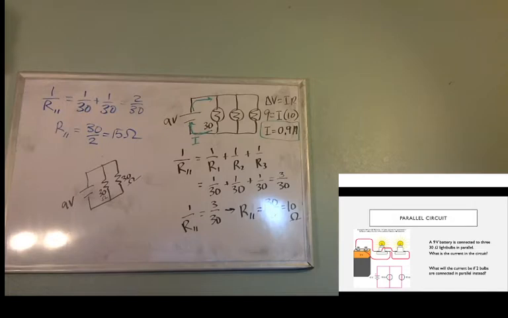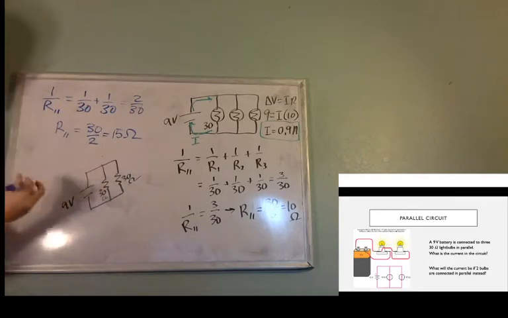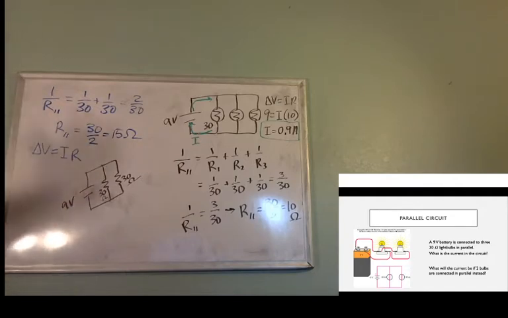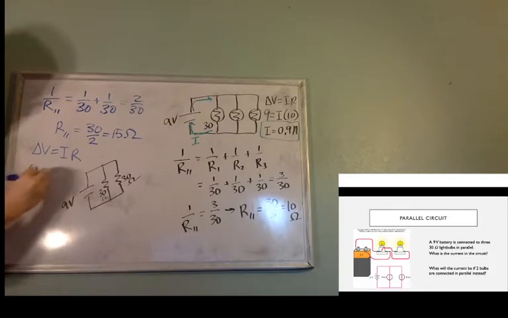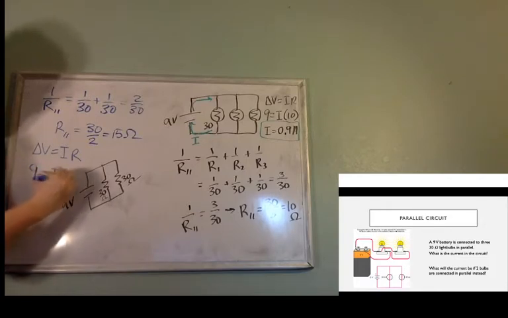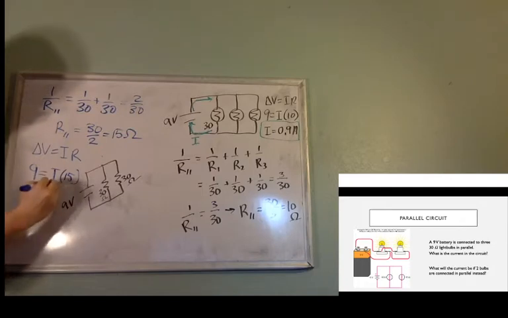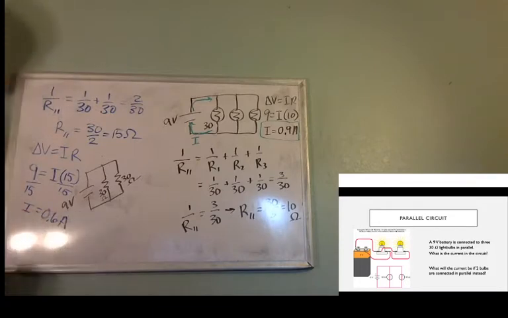Interesting. We have fewer resistors, and the equivalent resistance is bigger. That's going to be something for us to think about later. Now that we have our equivalent resistance, we can do our Ohm's law. So delta V equals IR. We're using this Ohm's law right now for the entire circuit, but we can also use it for individual resistors, which we'll see. 9 volts equals I times 15. Divide both sides by 15, and that gives you current equals 0.6 amps.